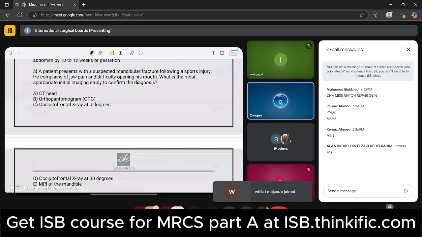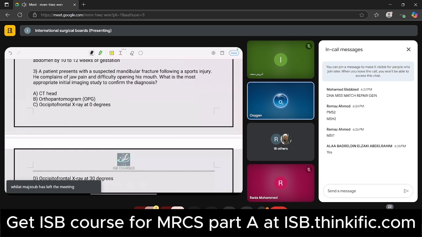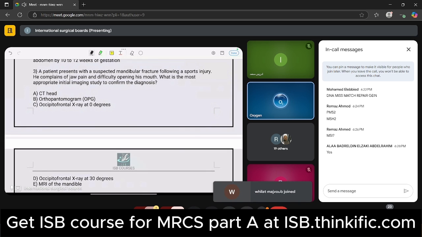A patient presents with a suspected mandibular fracture following a sports injury. He complains of jaw pain and difficulty opening his mouth. Most appropriate initial imaging study to confirm diagnosis. This is an interesting question because I've seen it as A and B in two different sets of recalls, and it's a very controversial question in some places. Now, I think we had B, OPG, as the correct answer last time, but I've definitely seen it also listed as CT head in some places. So I don't know, Doctor, if you can comment on whether there's much to choose between them.